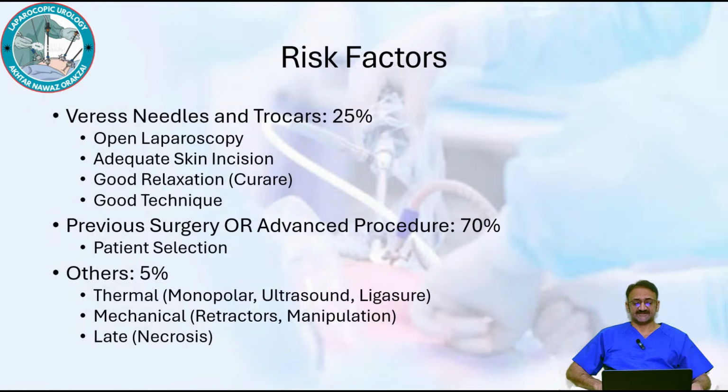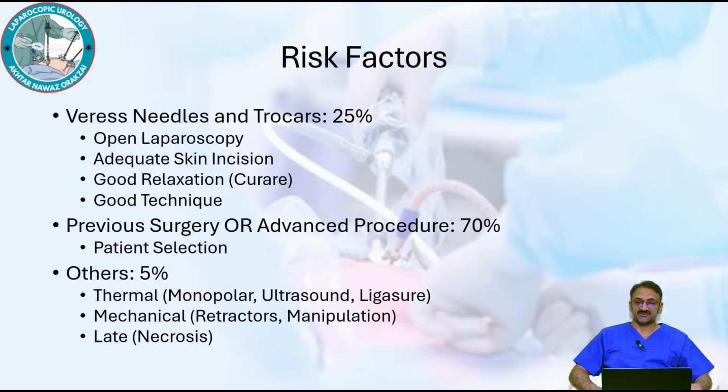The risk factors are as follows: the Veress needle injury and the trocar injury, that is, the first trocar injury. The entry of the first trocar is usually blind because there is nothing inside to visualize it from the inside, and the Veress needle at the time of pneumoperitoneum creation accounts for about 25% of the complications in laparoscopy. So in order to avoid these 25% of injuries, maybe to the gut or the vascular structures, an open laparoscopy, or the creation of a pneumoperitoneum by an open procedure, that is Hassan's technique, is recommended.